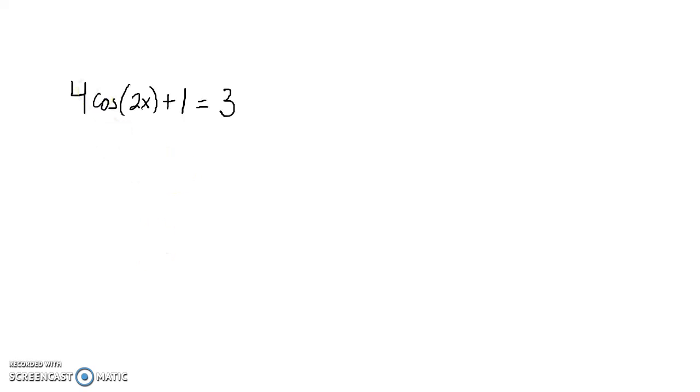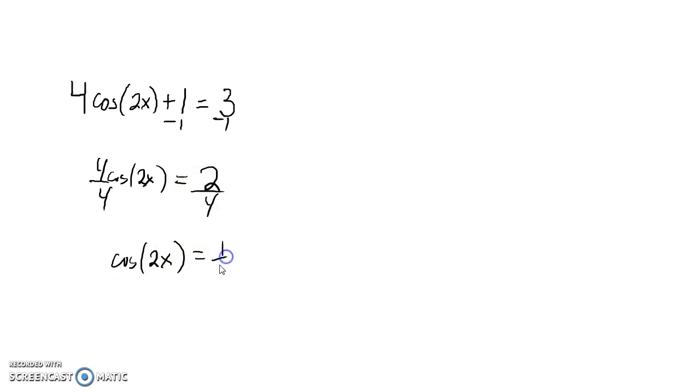So in this video we're going to look at how to solve trig equations that have non-standard periods. Now the first thing I wanted to mention is if you ever see a trig equation like this, your first step you always want to have be isolating the trig function. So in this case that would mean subtracting 1 from both sides, and then we'd have 4 cosine 2x equals 2, divide both sides by 4, and then we'd have cosine 2x equals 1/2.